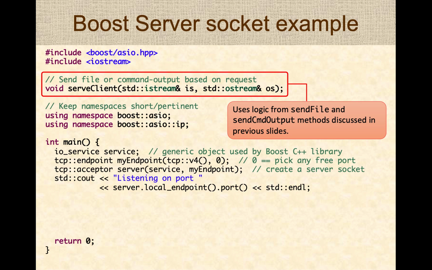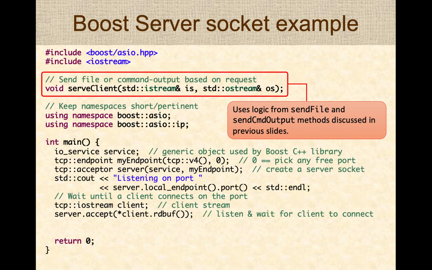Then we create our server based on the endpoint. Here we are just printing that the server is listening on a port so that we know which port we got, because when we specify 0, the operating system can choose any randomly available port. So in order to know which port we are using, we need to print that. And then we wait for a client to connect. Notice that the client is just an input-output stream, except it's a TCP IO stream. That means it's using the TCP protocol and it's going to do input-output to the client. And then once the client connects, we simply call the serve client method to read data from the client.